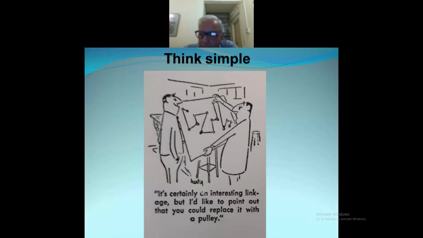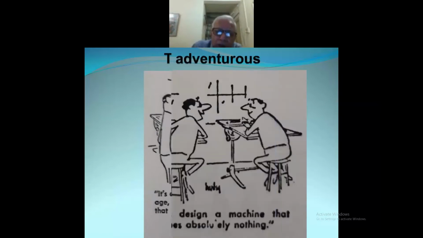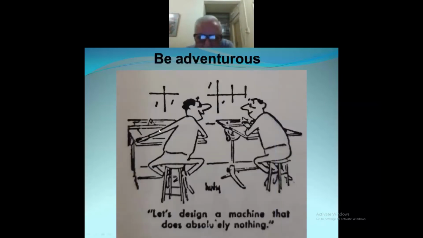So think simple. Last but not the least, be adventurous. This gentleman is telling two friends, let us design a machine that does absolutely nothing. A very tall order. To design something which does absolutely nothing is not a simple thing. In God's kingdom, whatever is there, animate, inanimate, everything can be made to some use. So this is a tall order, but one has to be adventurous.